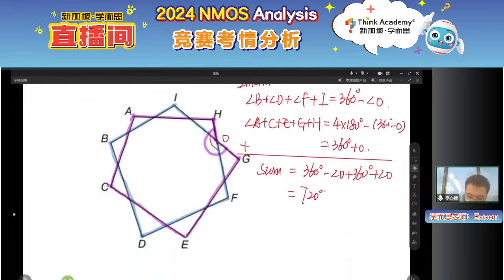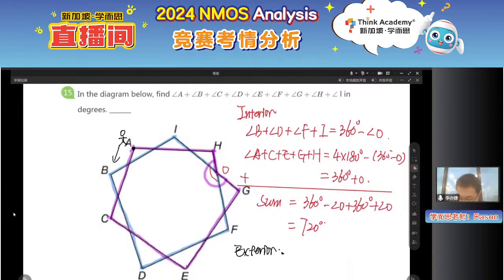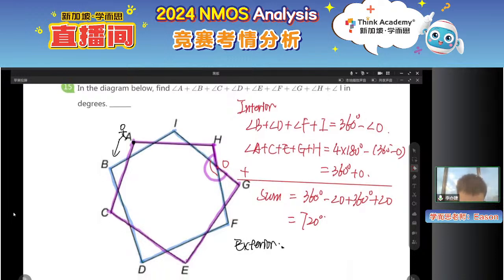And the second method is very fast: we use the exterior angle. Exterior angle is that, imagine you are standing at point A and you are facing this direction. So now we just use the 540. You mean this one? Yeah, calculate it maybe. 1, 2, 3, 4. Yeah, I don't count it wrongly.